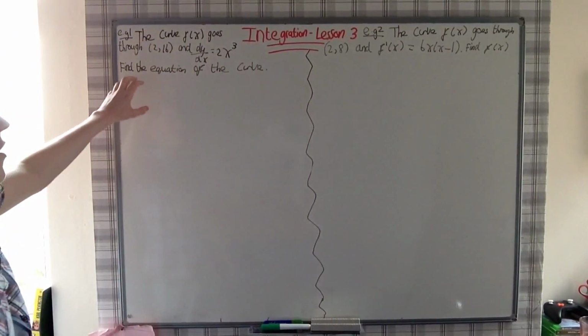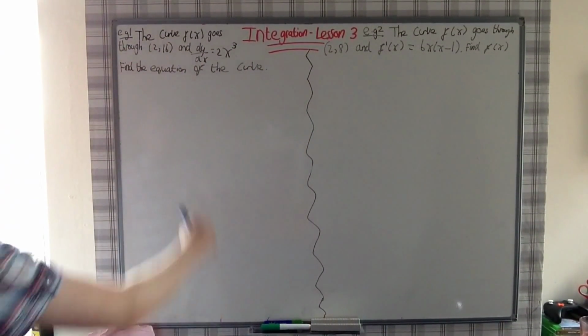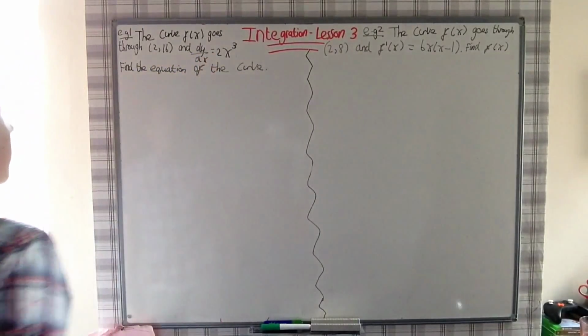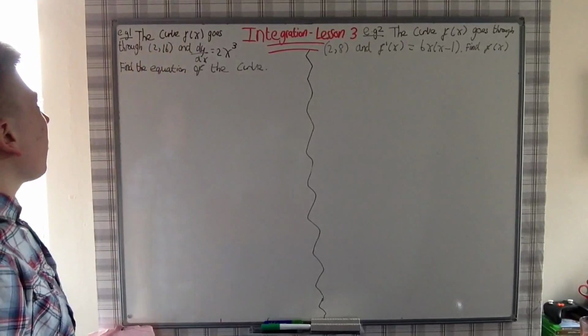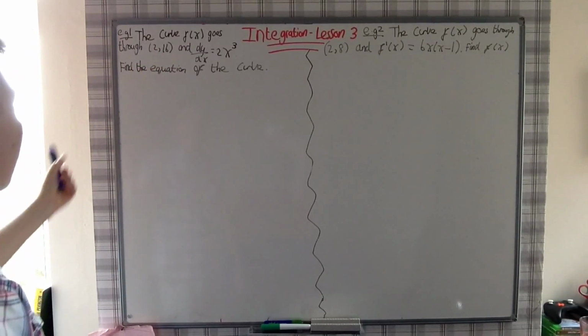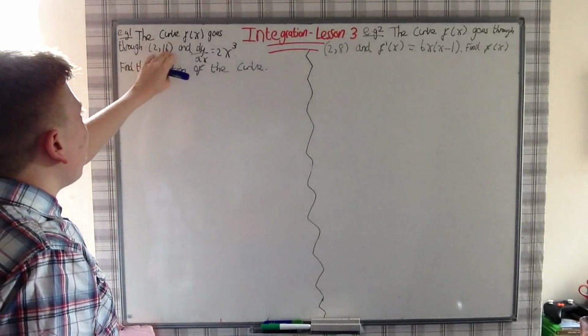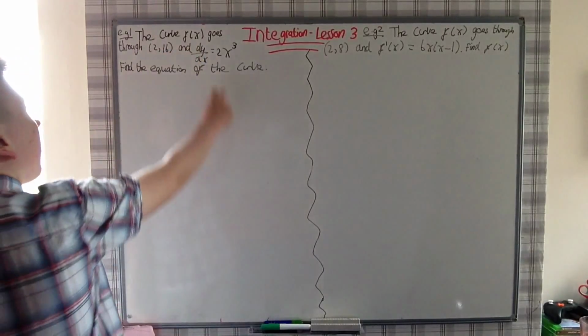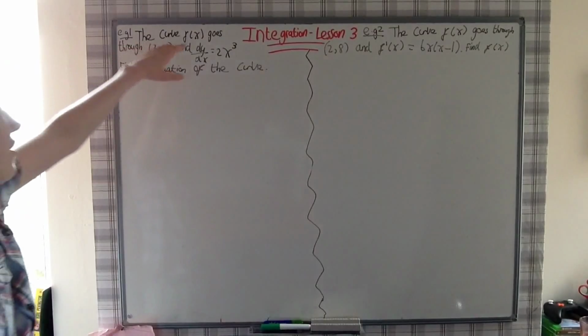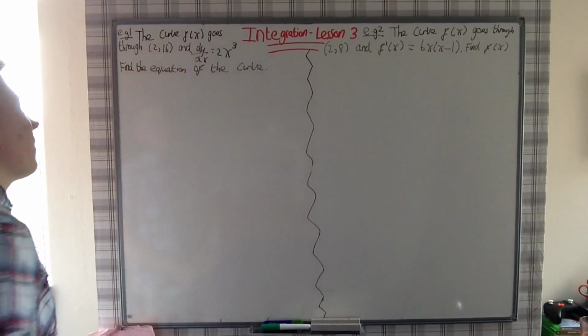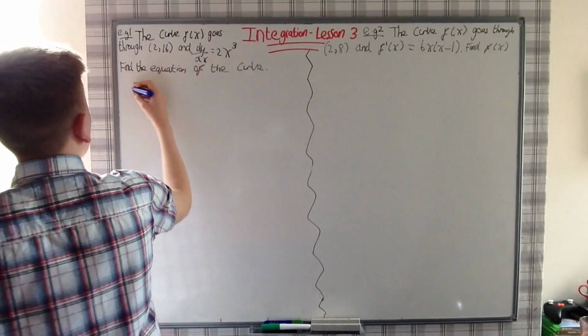Today we're going to be going through how we can apply integration to finding the equations of curves. Now this time we're actually given a coordinate, okay? So the question is, the curve f of x goes through (2, 16) and dy divided by dx is 2x cubed. Find the equation of the curve. So we're given a differentiated function, we have to integrate. So we're integrating this.